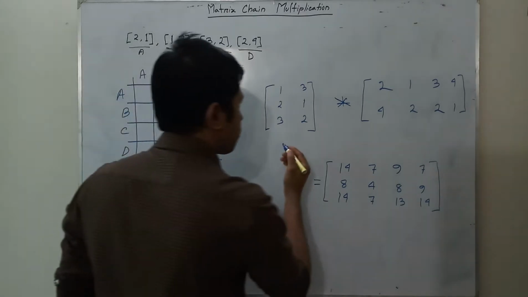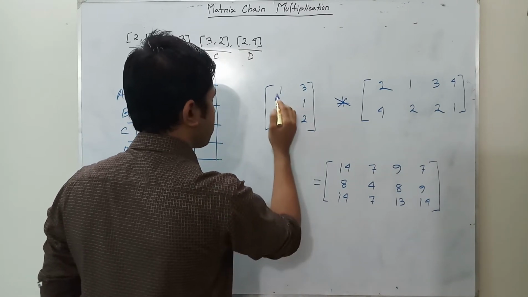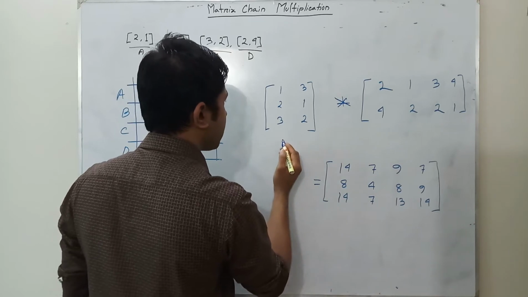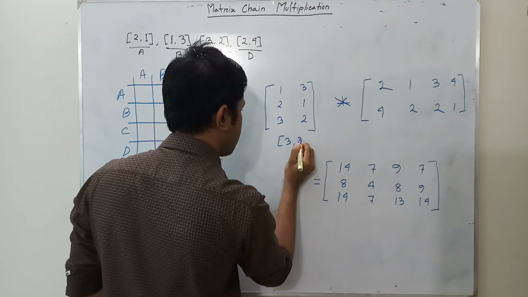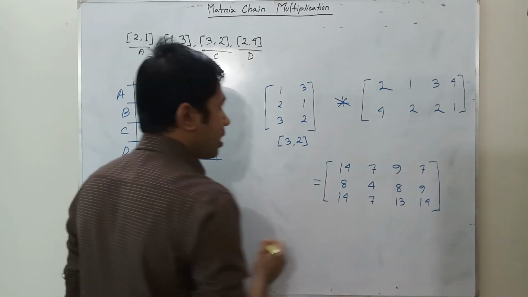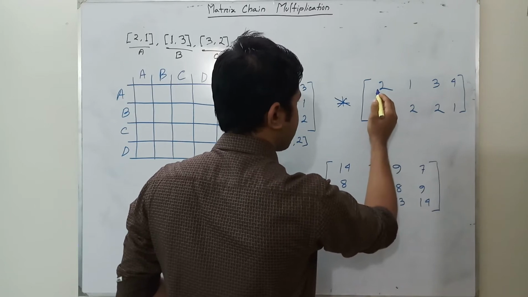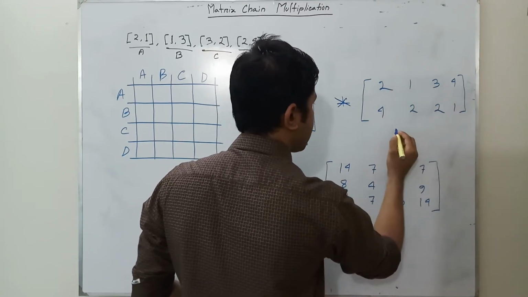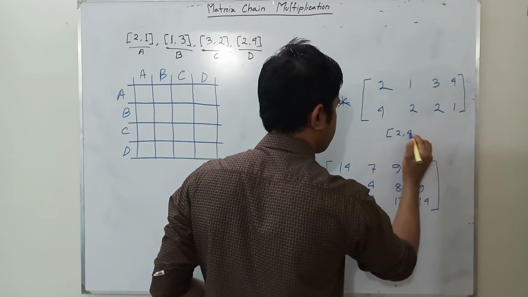Here I have two matrices. In the first matrix I have three rows and two columns, so we can say this is a 3-2 matrix. And I also have another matrix with 2 rows and 4 columns, so we can say this matrix is a 2-4 matrix.